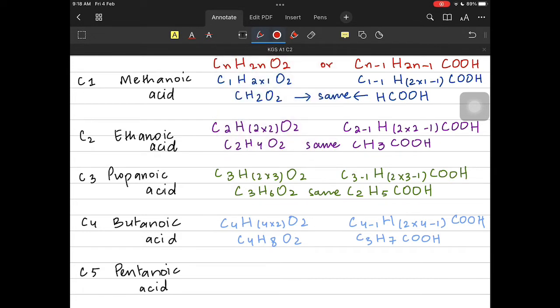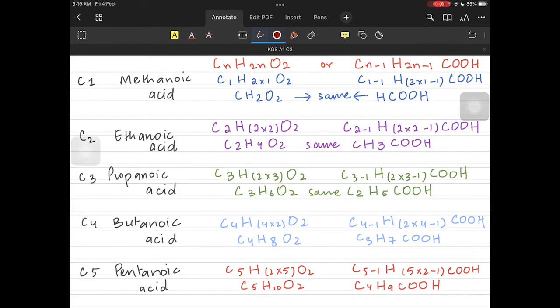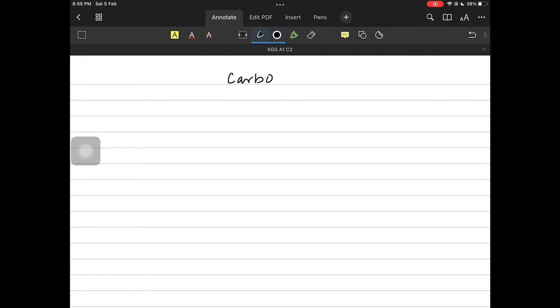That is butane. For pentanoic acid, it would be C5H(5 times 2), then O2. So C5H10O2, pentanoic acid. For the other formula, it would be C(5 minus 1), H(2 times 5 minus 1), which is 10 minus 1, then COOH. Carbon becomes 4, hydrogen becomes 9, and then the COOH makes it pentanoic acid.